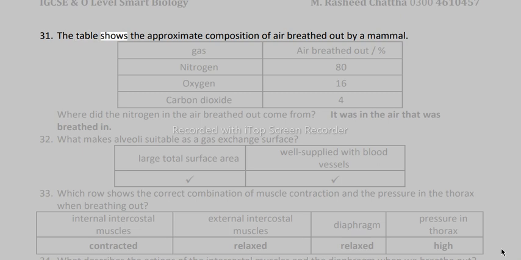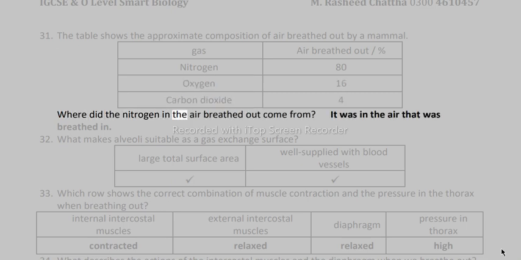31. The table shows the approximate composition of air breathed out by a mammal. Gas, air breathed out percent: nitrogen 80, oxygen 16, carbon dioxide 4. Where did the nitrogen in the air breathed out come from? It was in the air that was breathed in.